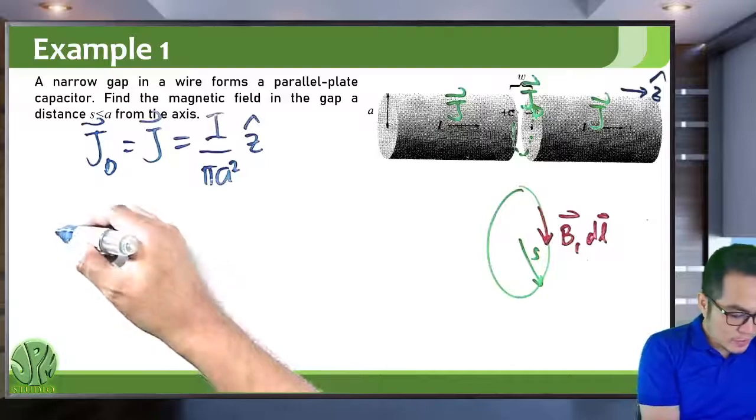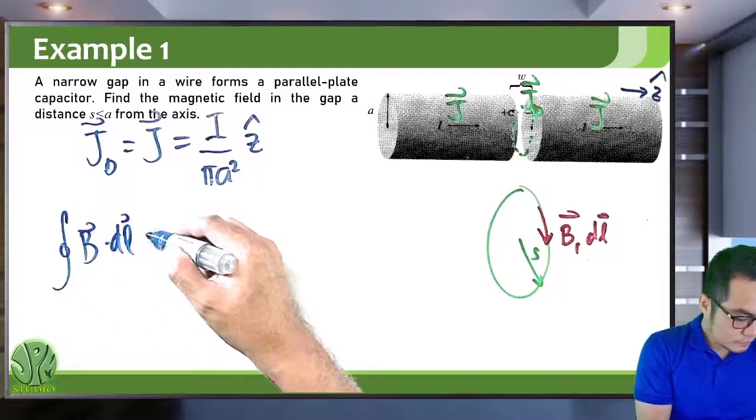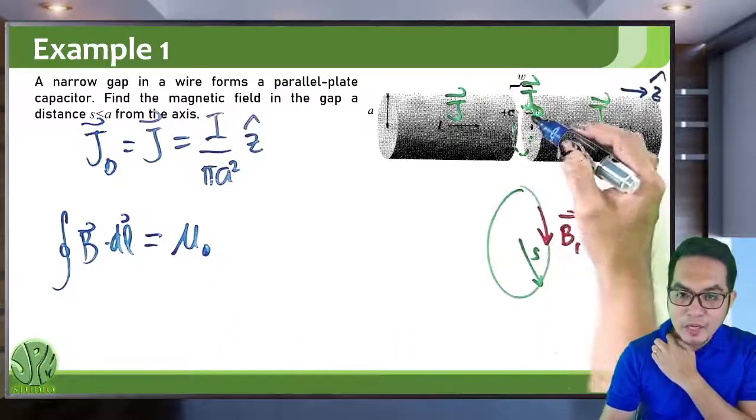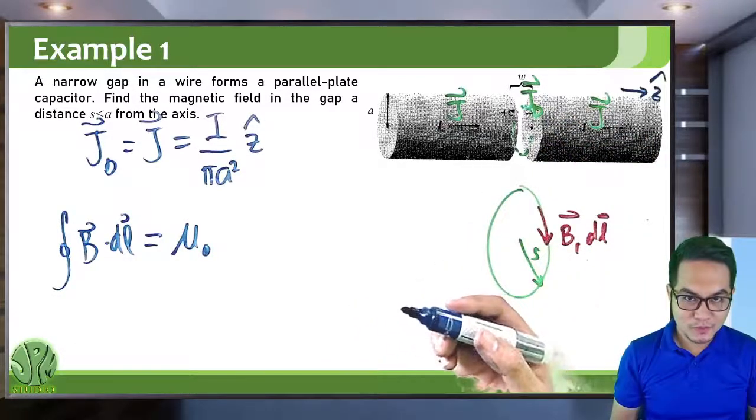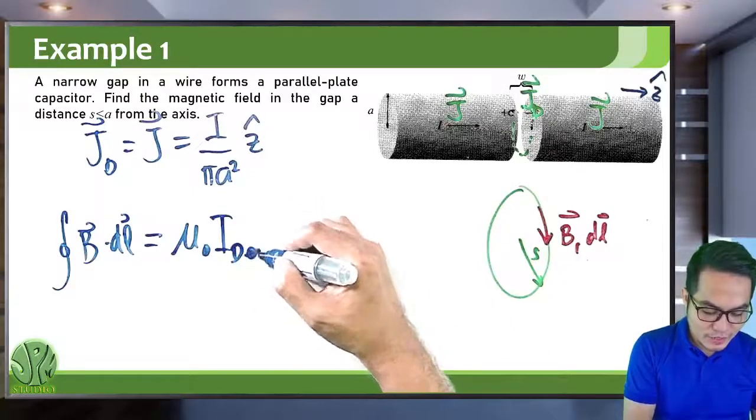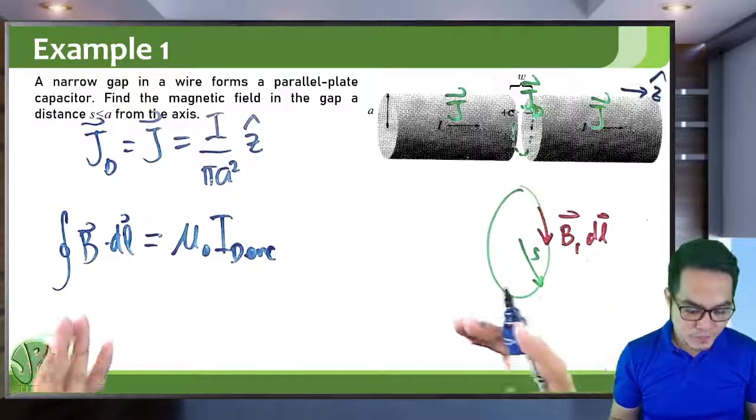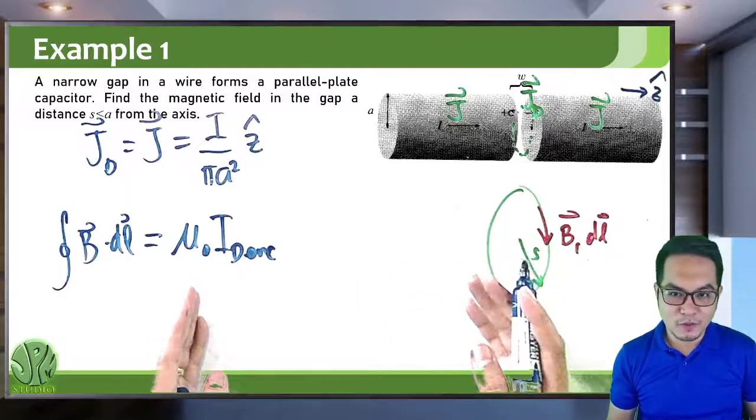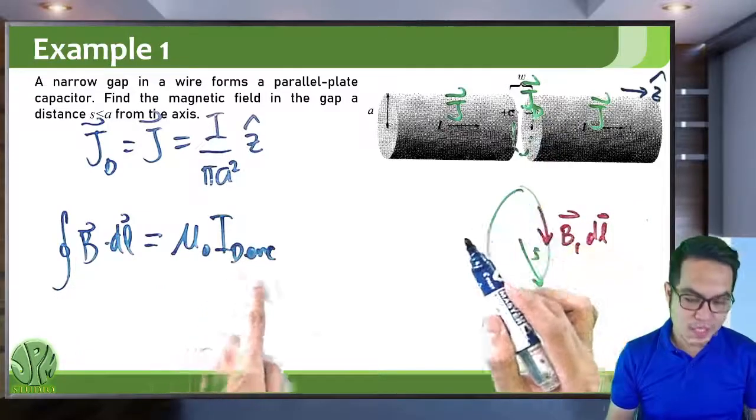So we use Ampere's law, the integral form of Ampere's law. B dot dl is equal to mu naught I enclosed. Now, in our Amperian loop, in the gap, there is no I enclosed. I enclosed is 0, but there is displacement current enclosed, ID enclosed. Take note that in the general Ampere's law, the total current is the conduction current enclosed plus the displacement current enclosed. But in this case, there's no conduction current enclosed, only displacement current enclosed.